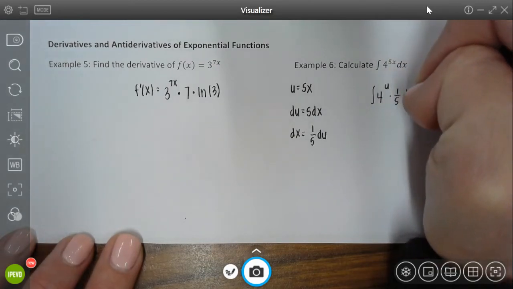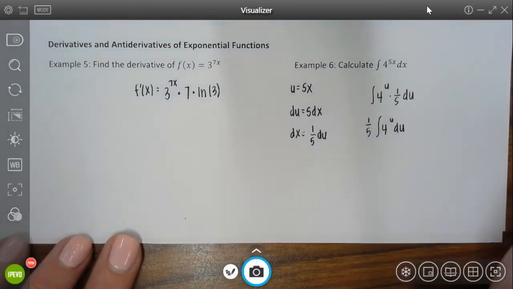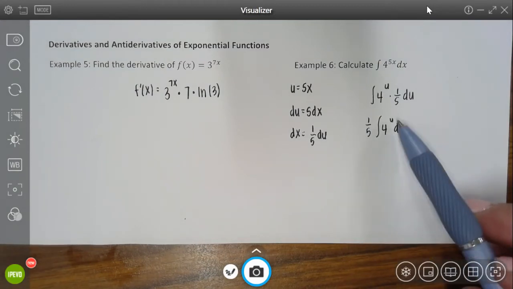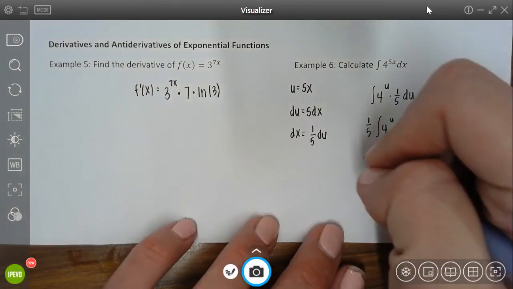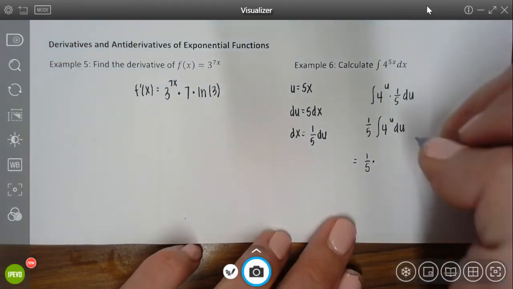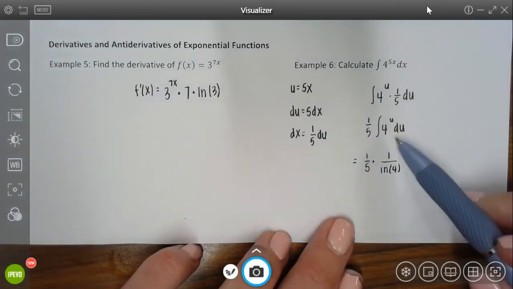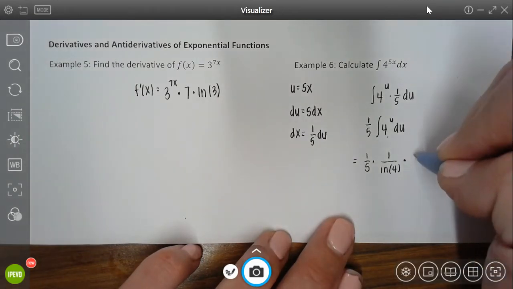Again, I can take that 1/5 out as a constant. And this is in the form of a base of a number value to an exponent, which is the form that I need it to be in to take the antiderivative. So our antiderivative rule said, first I'm going to bring down that 1/5 constant. And then I'm going to do 1 over the natural log of whatever the base was. So base of 4 here, so 1 over the natural log of 4. And then multiply that by whatever this expression is, so whatever the base is to the exponent.